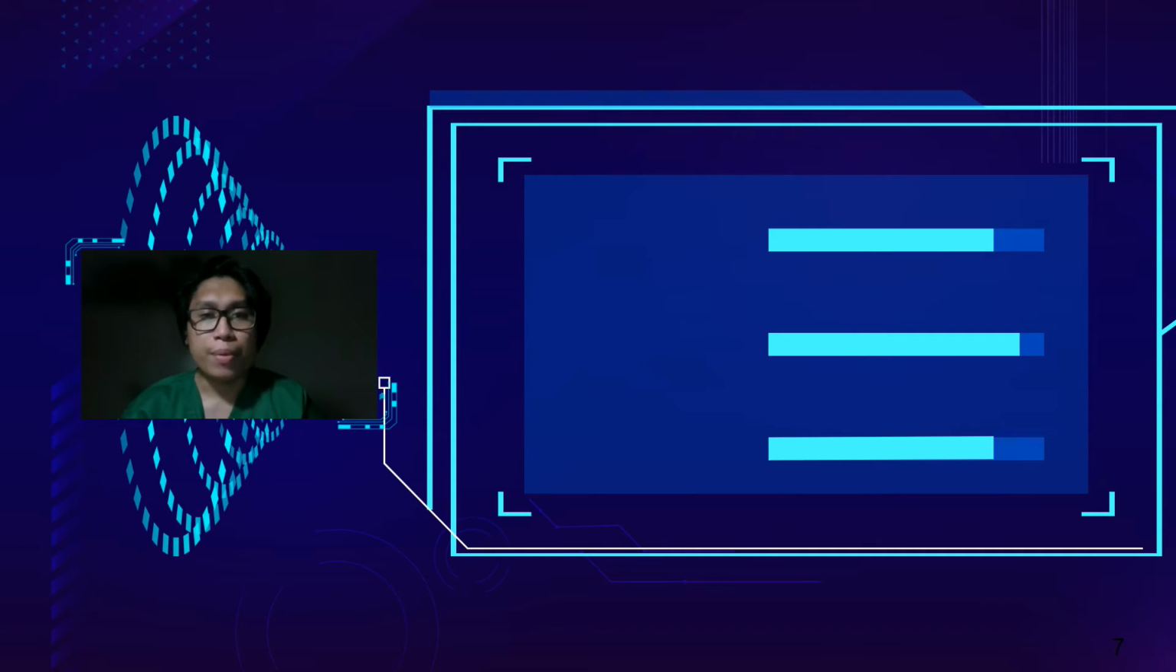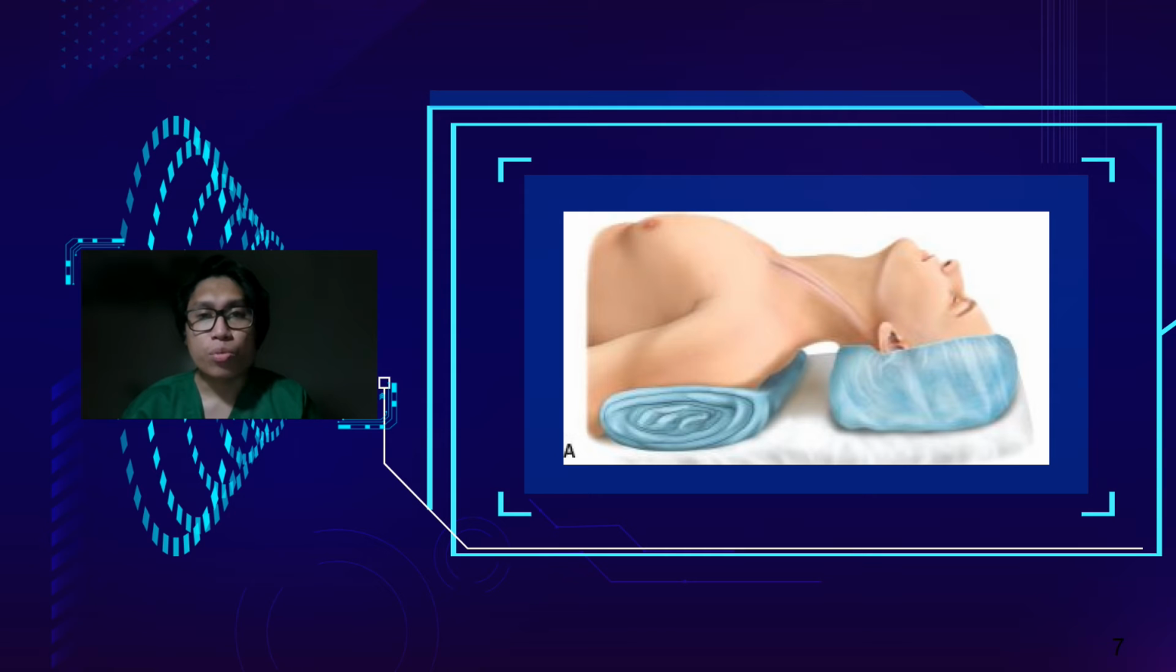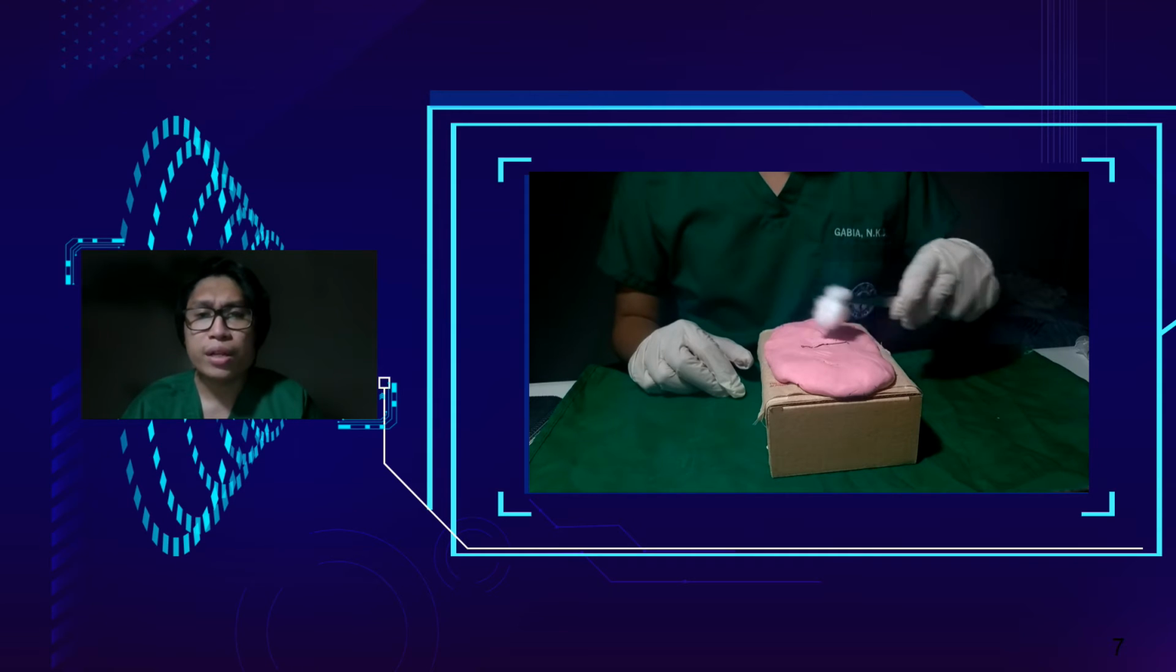Positioning and draping. Place the patient in a supine position with the neck extended by a pillow or bag placed under the shoulder to deliver the trachea out of the thorax and to give adequate access to cervical trachea. Sterilize the skin of the anterior neck and chest and drape the neck.